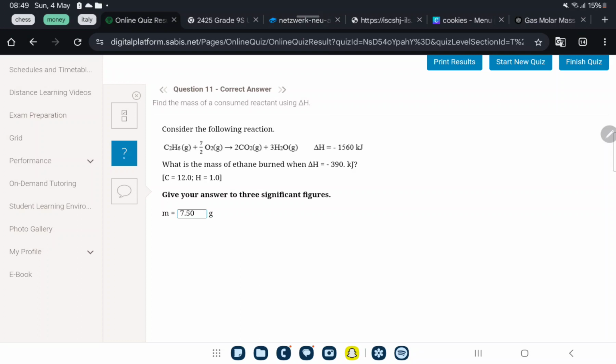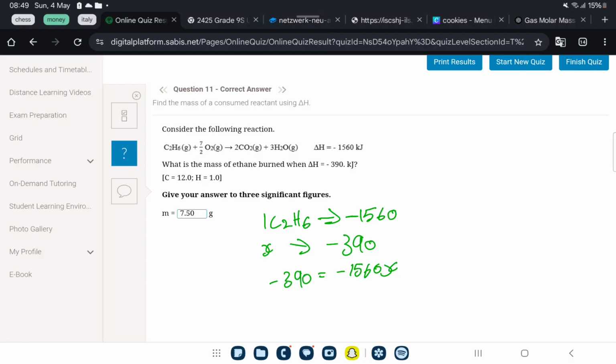So here also RRGR. I'm just going to do it with the moles and then convert at the end. So 1 mole of C2H6, ethane, gives minus 1560. We want X when it gives minus 390, so minus 390 equals minus 1560 X. Solve for X, minus 390 divided by minus 1560, you get X equals 0.25 moles.